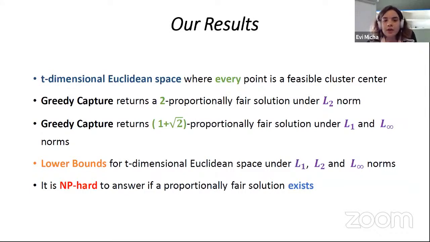And moreover, we provide lower bounds for all these famous metric spaces. I want to mention here that these lower bounds do not match the upper bounds from the grid capture, so there is an interesting open question here. And moreover, we saw that, as I said, the proportional fair solution does not always exist.